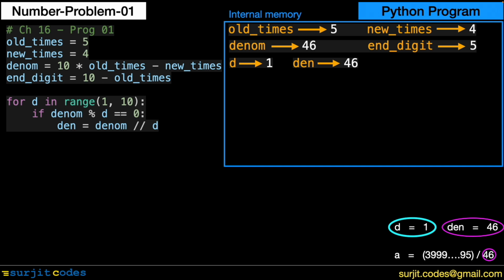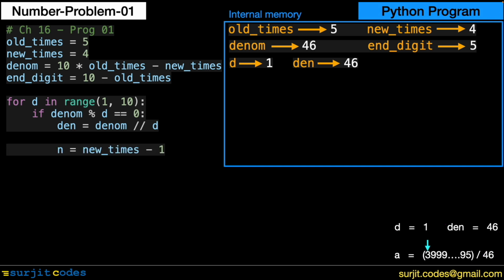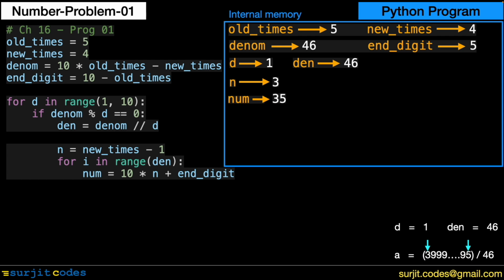To begin with, D is 1 and den is 46. We define n to be the starting digit of the numerator. I represents the number of 9s that appear between the initial digit 3 and the end digit 5. The maximum number of 9s between them is den minus 1. We get the numerator for A by appending the end digit after n. In the first iteration, I is 0, so num does not have any 9 between 3 and 5. We divide num by den to evaluate A.